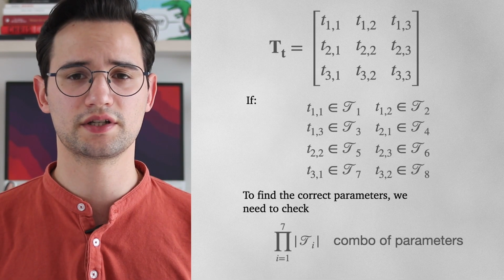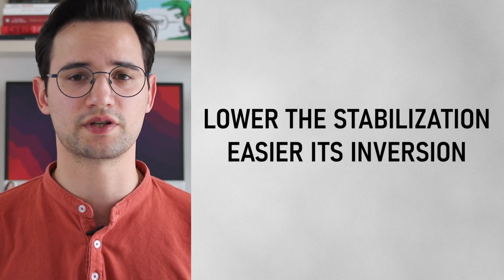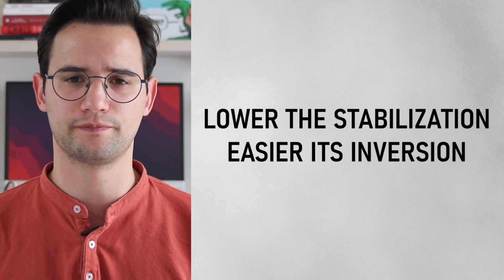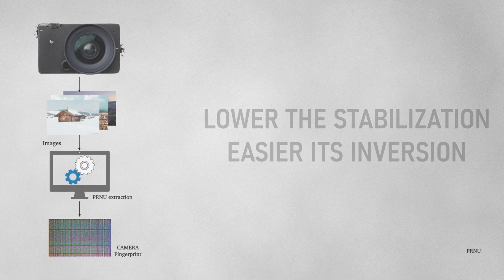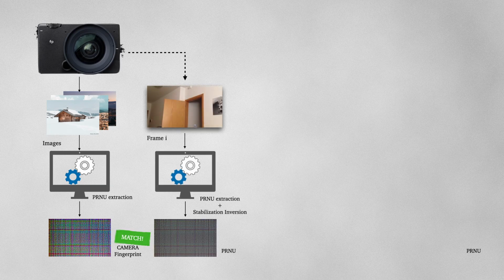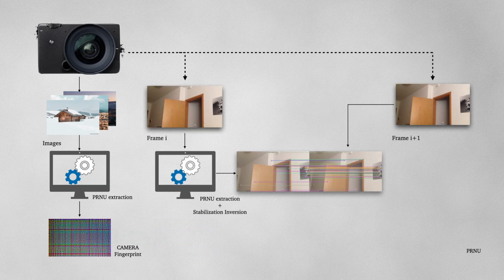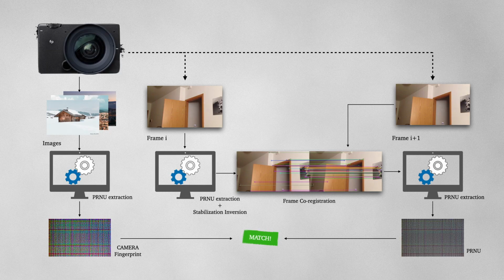The second intuition consists in observing that if the displacement between 2 frames is low enough, then it will be easier to reverse their video stabilization. For instance, if we were able to reverse perfectly or almost perfectly the stabilization of the first frame, then using SIFT keypoints we can co-register the second one with respect to the first one.